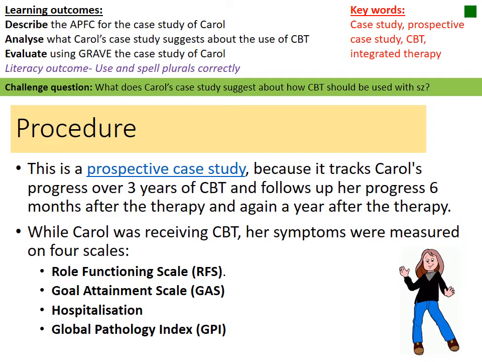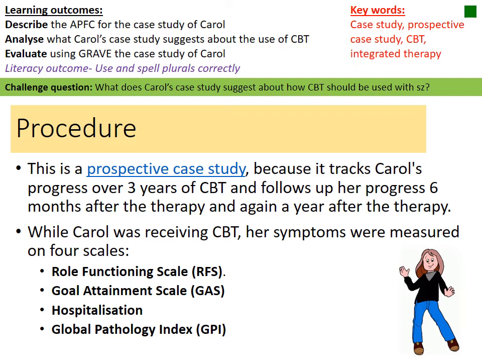Now, psychosocial functioning, which is general mental health, was measured by a role functioning scale. This is a checklist which gives a score for work, social, family relationships, and independent living, and then totals it all together. The goal attainment score, or the GAS, measured how many of the goals she agreed with her therapist that Carol was meeting. These might be things like cutting down on medication, coping with hallucinations, getting a job, etc.